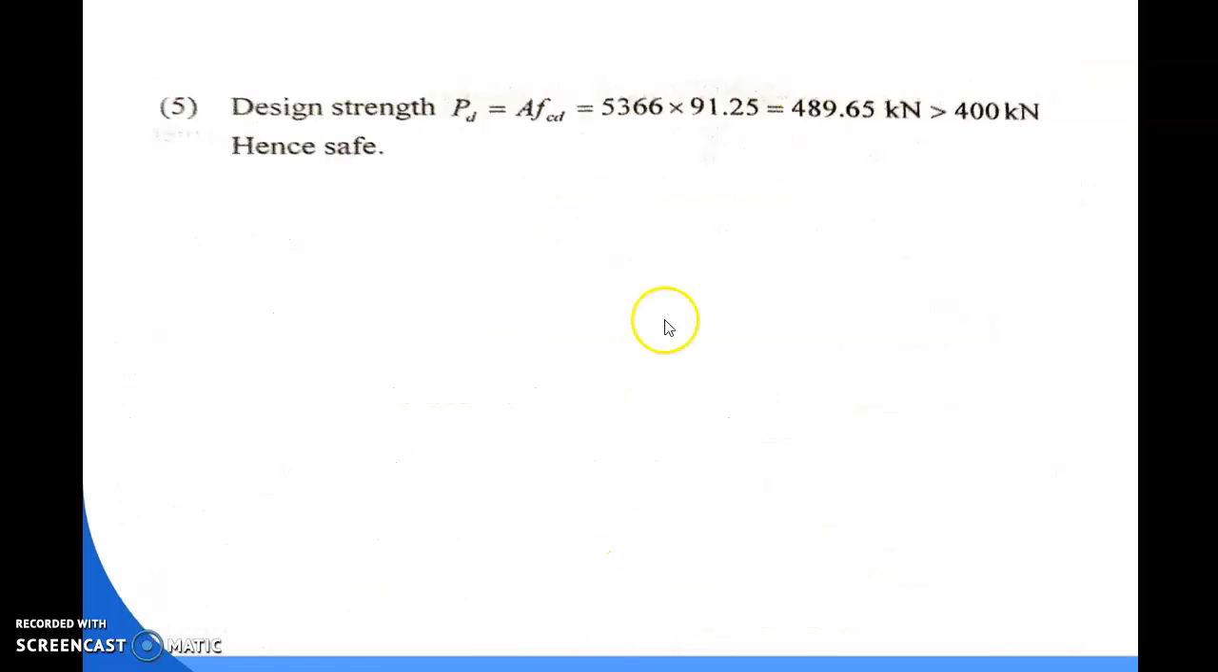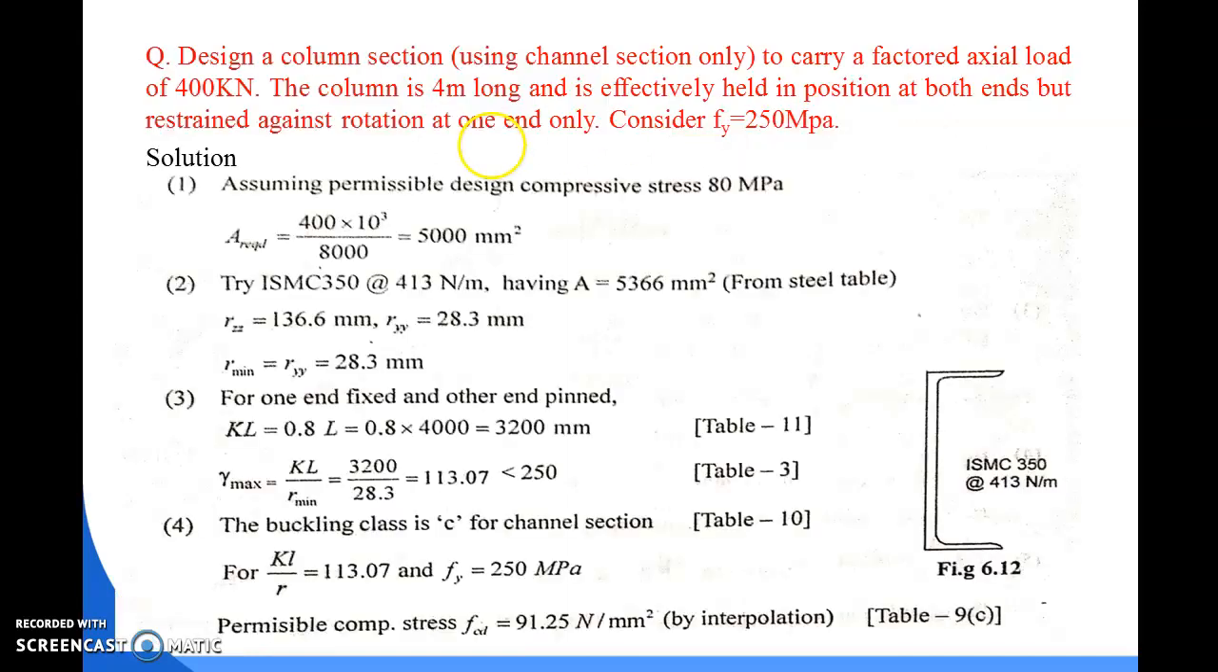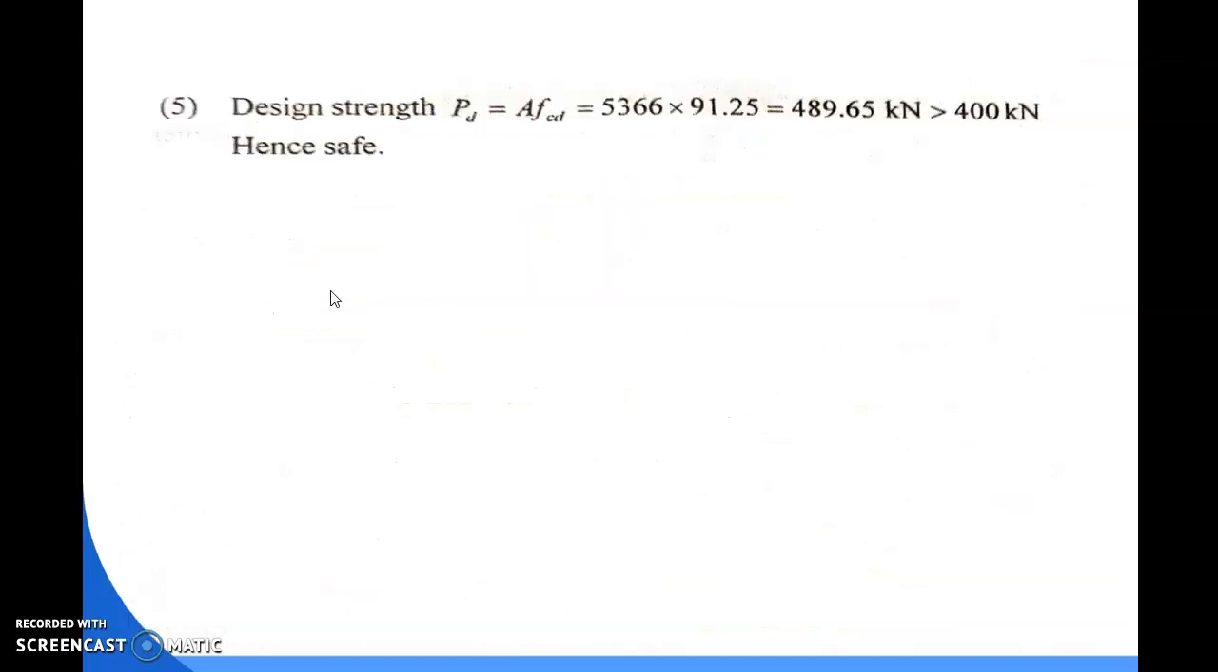Hence, the last part of the solution, which is the design strength or the factored axial load, is PD equal to AE into FCD. We got the FCD value as 91.25 and the AE value is 5366, which is the value for ISMC 350. By multiplying these two factors, we got the value of PD as 489.65 kilonewton.